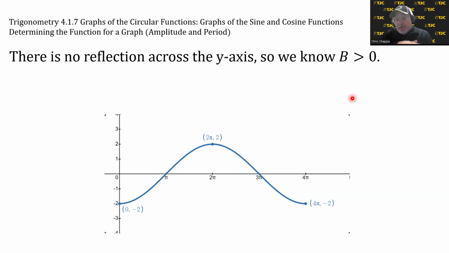Truth be known, and I should have put a footnote here, there can always be a reflection across the y-axis because of the symmetric nature of the graph of sine and cosine. So unless we have a reason, we never say there's a reflection across the y-axis. So we can usually always assume that b is greater than 0, again, unless we're given a reason to think b should be negative.